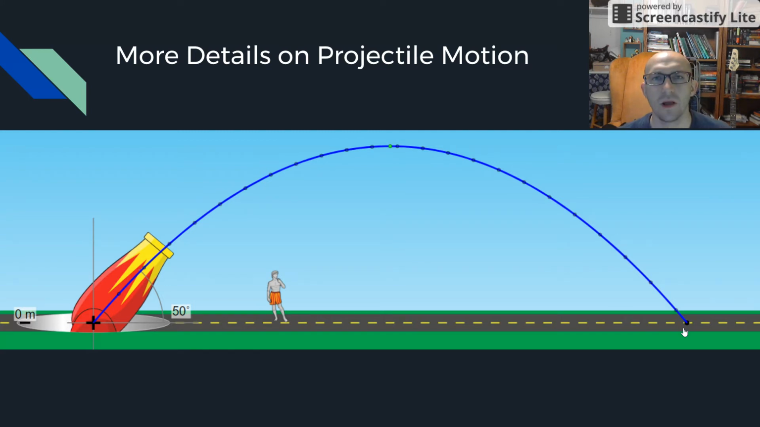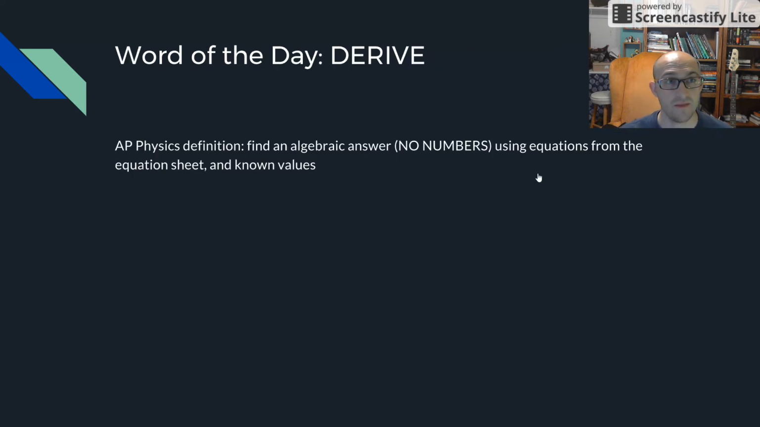All right, now, I'm also going to introduce you to a big vocab word today, and that is derive. When the AP uses the word derive, they'll do it in a free response question. And what they mean is, hey, I want you to solve this problem without any numbers. And more than that, I want you to show all your work. And more than that, I want you to start your work with stuff on the equation sheet. So that's what I'm going to be doing today.